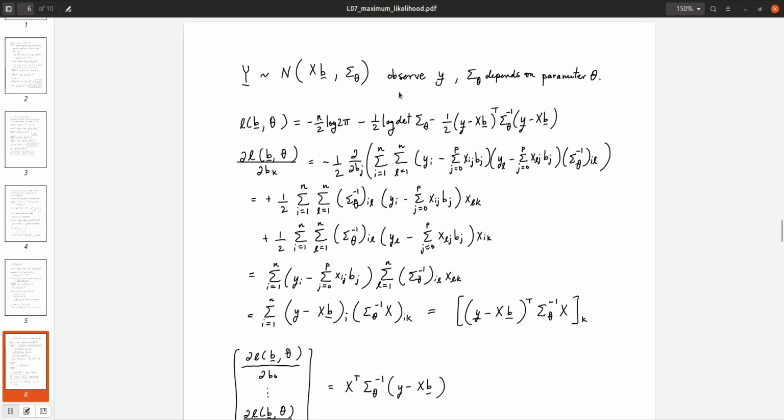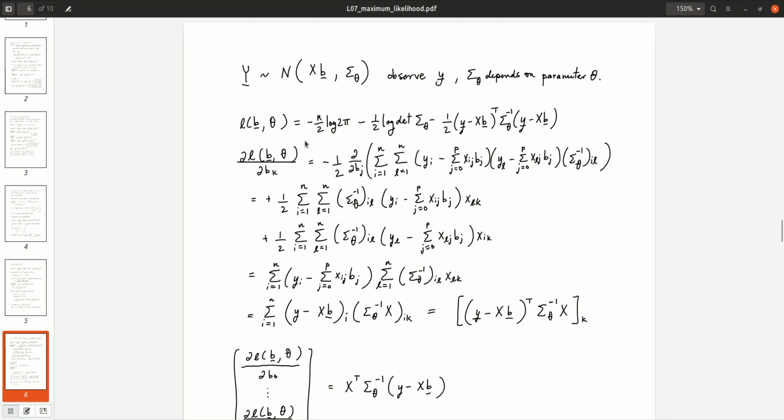And our task here is we just get to observe data vector y and the covariates X, and we want to estimate both b, the regression coefficients, and theta, which are the parameters that determine what the exact covariance matrix is. So the first thing I want to do here is show what the log likelihood is as a function of b and theta. That won't change much. But then I'm going to show what the equations are that you need to solve in order to estimate the regression coefficients.